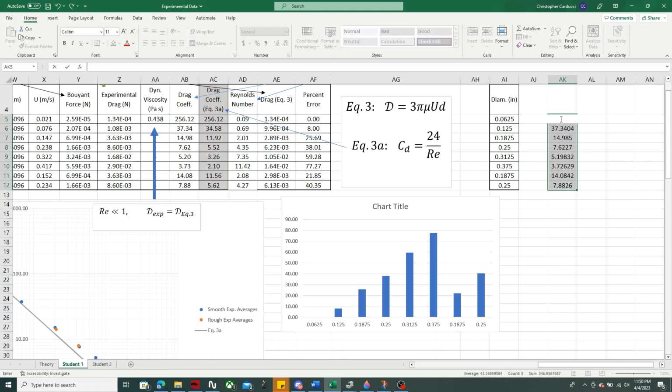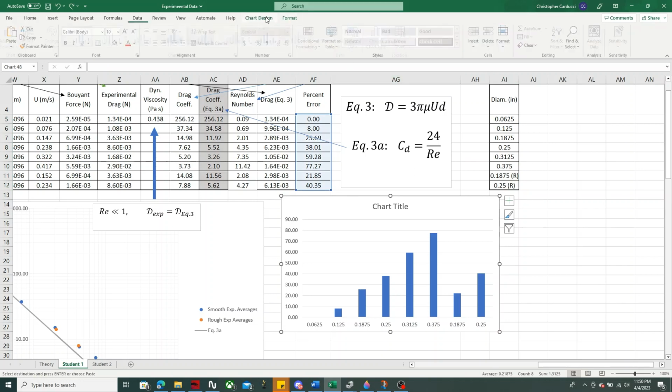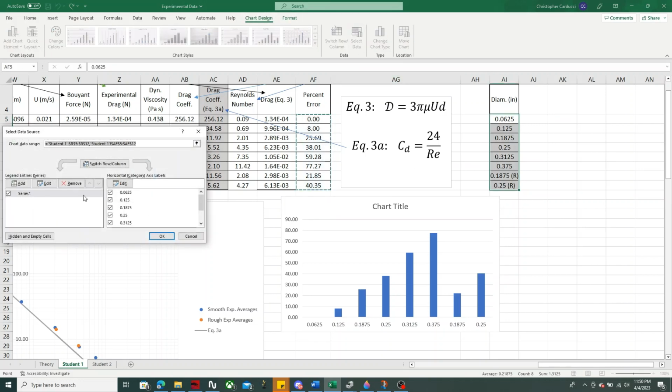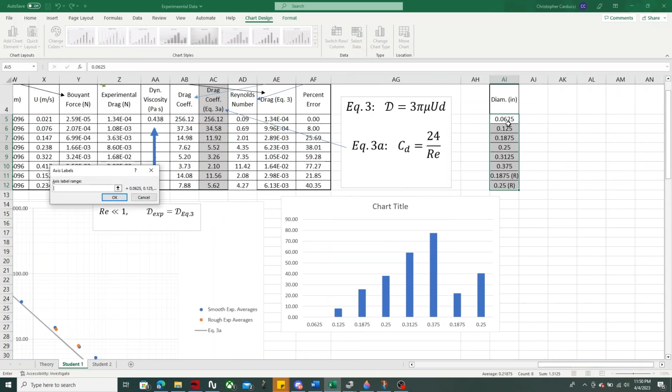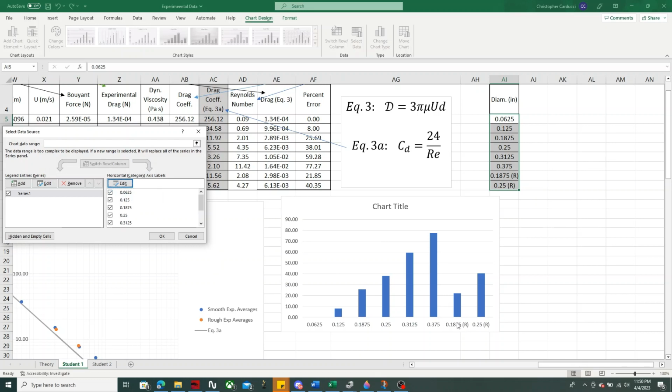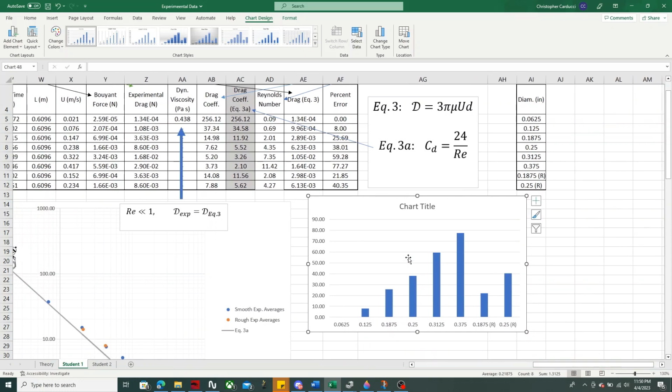So yeah, that's all well and good. So now if I go here, chart design, select data, edit that row again, go here, select all of these. Now I can see that those R's mean rough, right? So that's really nice. And this is a really good way of visualizing your data.